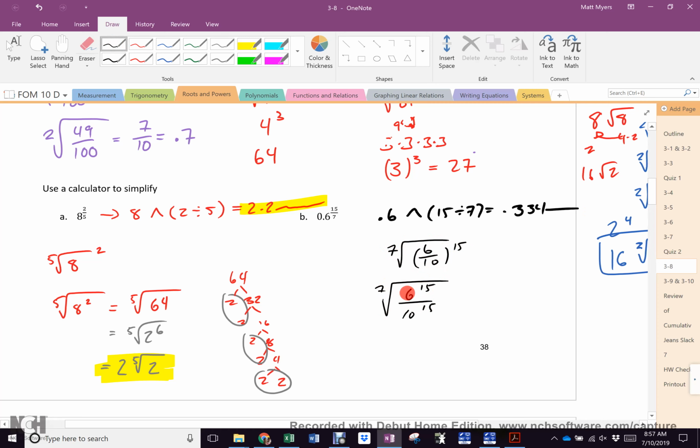Well, how many groups of 7 can I get out of 15? 2. So I'm going to get 6 squared out there, aren't I? How many groups of 10? I need 7. There's 15 tens. So I can get out.